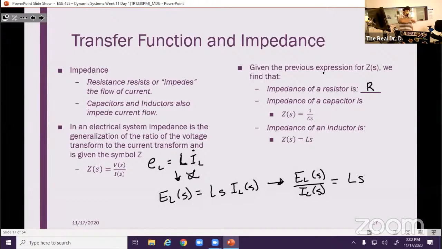You can also extend the idea of impedance to mechanical systems somewhat. It's a little bit different.